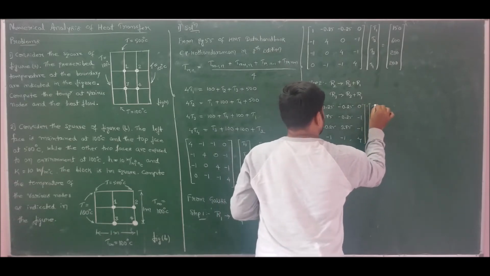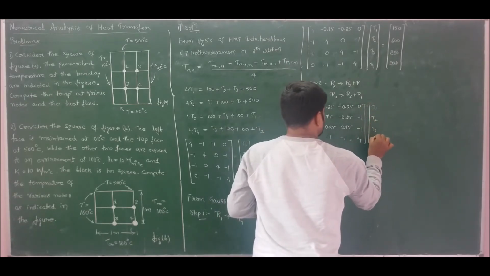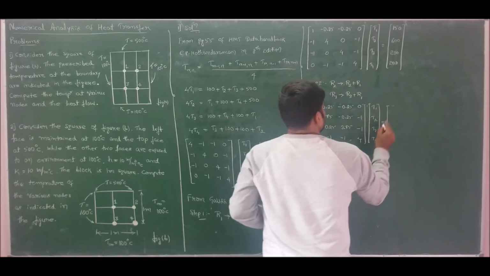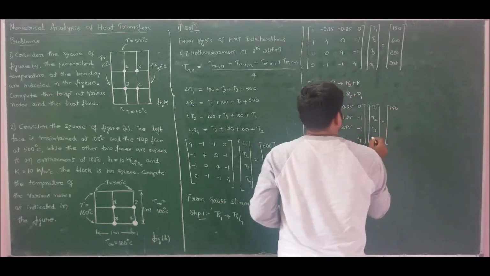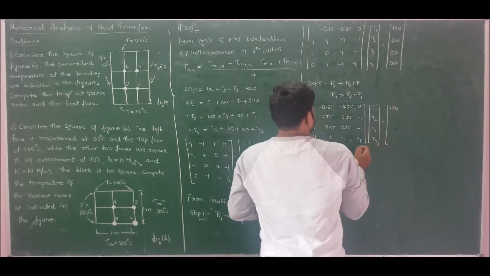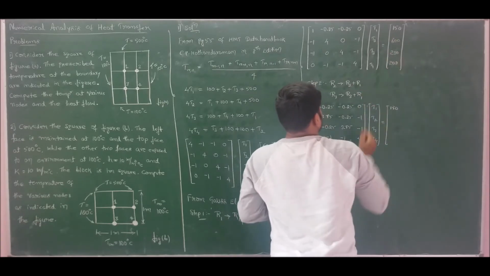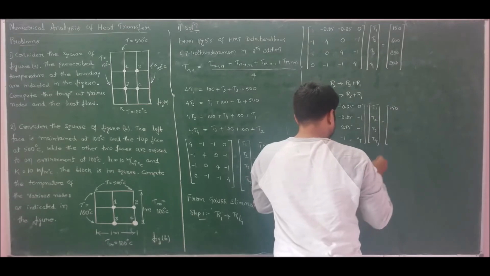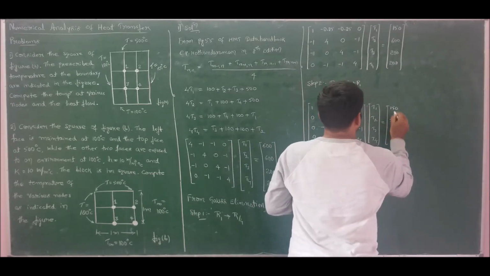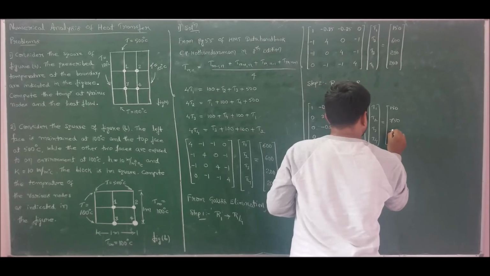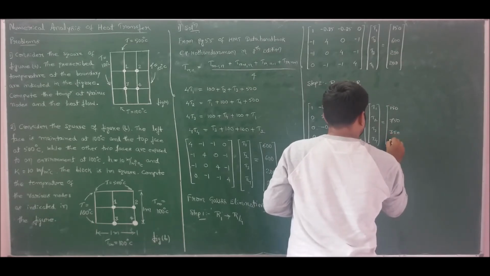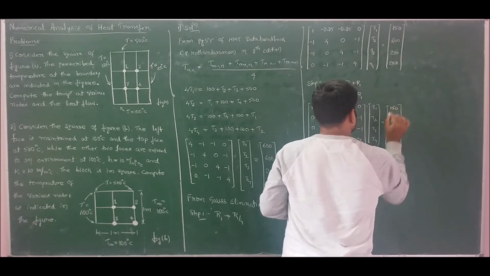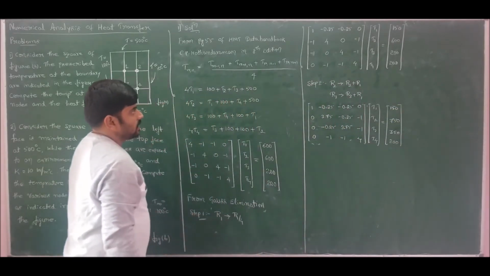So here I have T1, T2, T3, T4. So this must be equal to, here I have 150. So performing the row operation, it is 600 plus 150, which is 750. 200 plus 150 is 350. So I have not done anything for row 4. So it is as it is. So this is what I got in step 2.